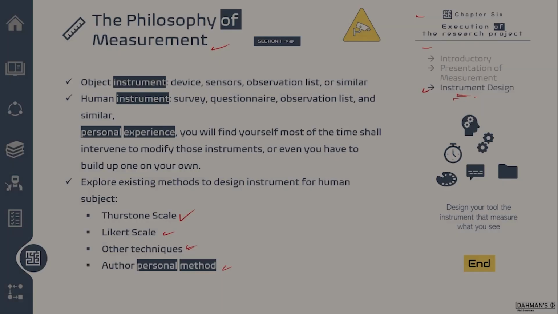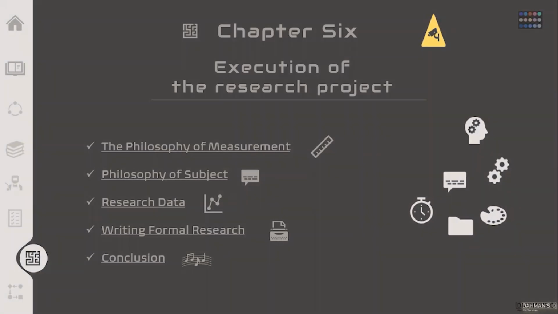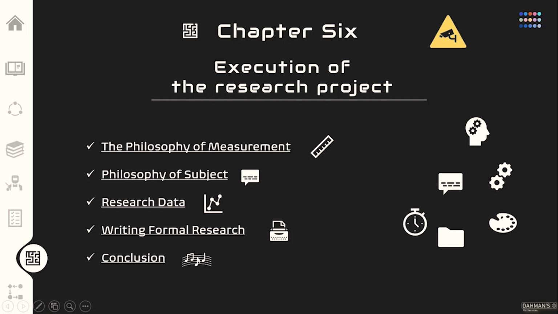So we have come to the end of this section, the philosophy of measurement, and we are ready to start the exploration of the second section of chapter 6, execution of the research project, and that is the philosophy of subject. I will see you then.